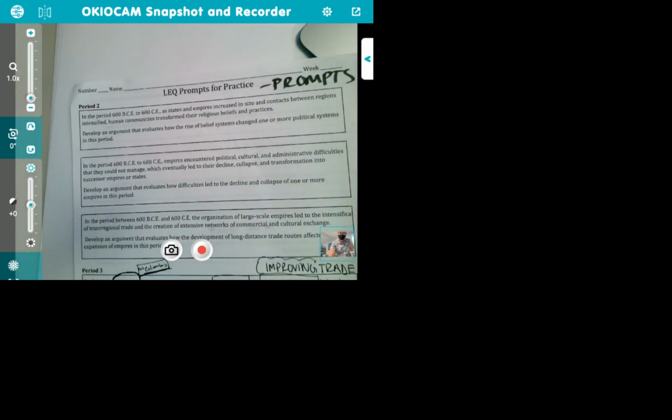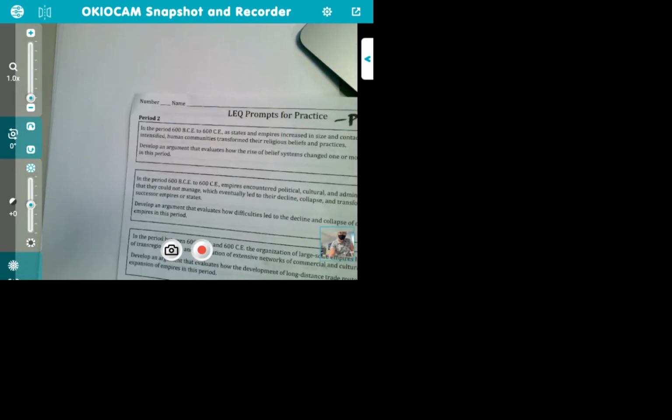All right, so on your prompt sheet, this is your 3rd. You are writing Unit 4, so period 4, and you are writing number 3. In the period of 1450 to 1750, traditional peasant agriculture increased and changed. That is the one you are writing. Is everyone clear on the expectations for Monday?